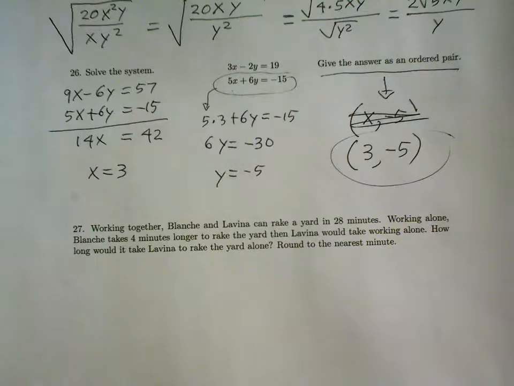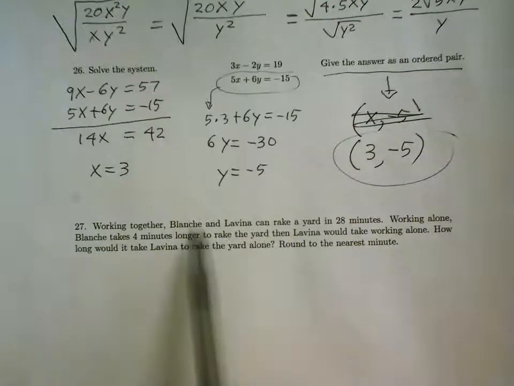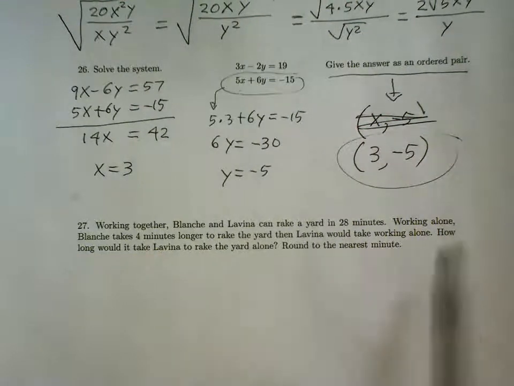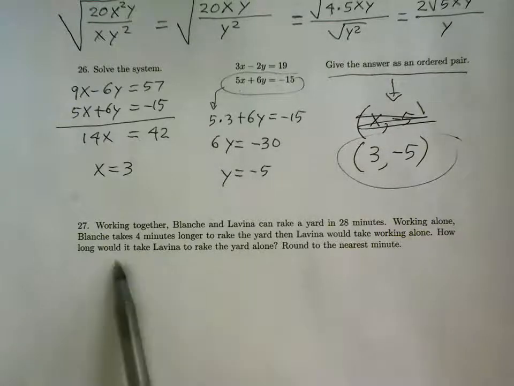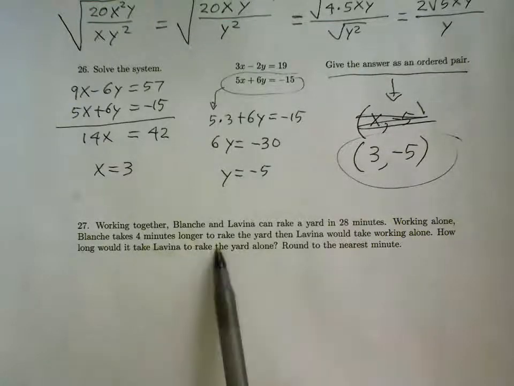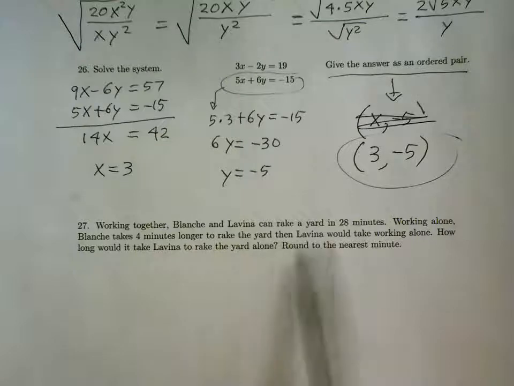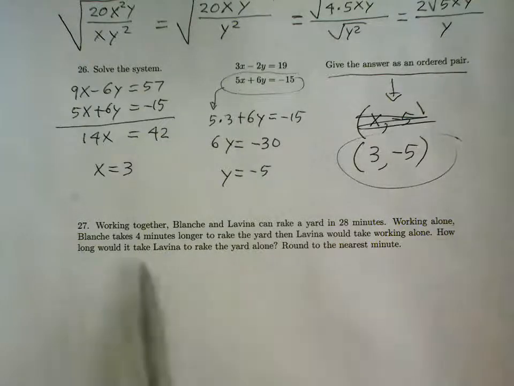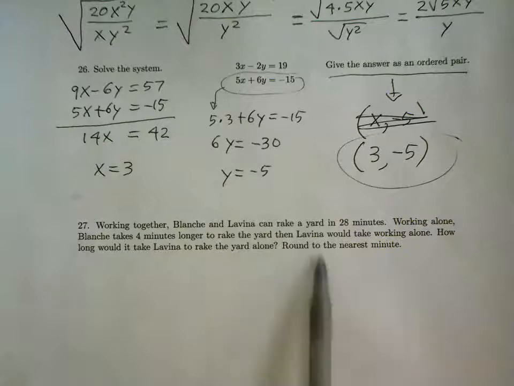The next problem, number 27, is a work problem. This one says Blanche and Lavina can rake a yard in 28 minutes. Working alone, Blanche takes 4 minutes longer to rake the yard than Lavina would working alone. So how long would it take Lavina to rake the yard alone? And then round to the nearest minute.